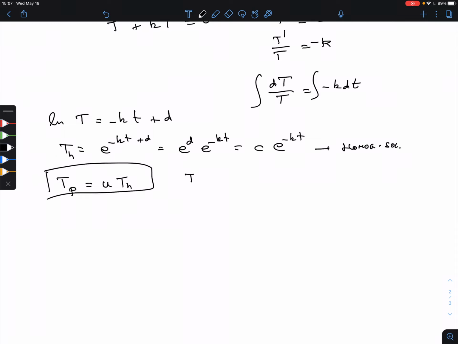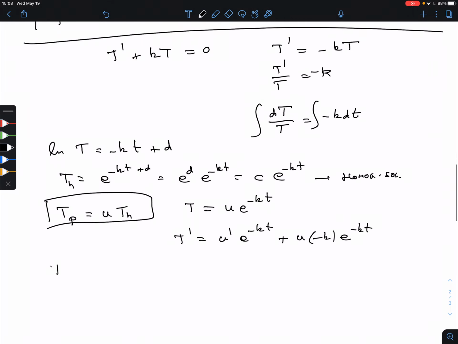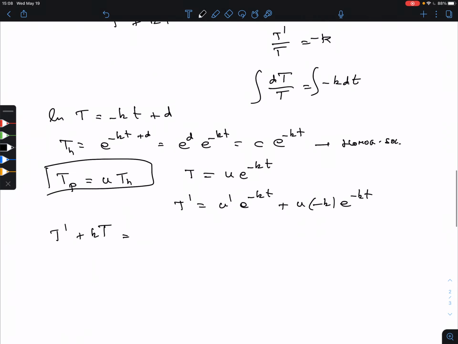So we know that T, I'm now going to write T again, is u times e to the minus kt. I can take c whatever I want and I take c equals 1. So T prime is u prime e to the minus kt plus u times minus k e to the minus kt. Product rule, and minus k from the chain rule. So we plug this into the equation. We have T prime plus kT equals k tau m.